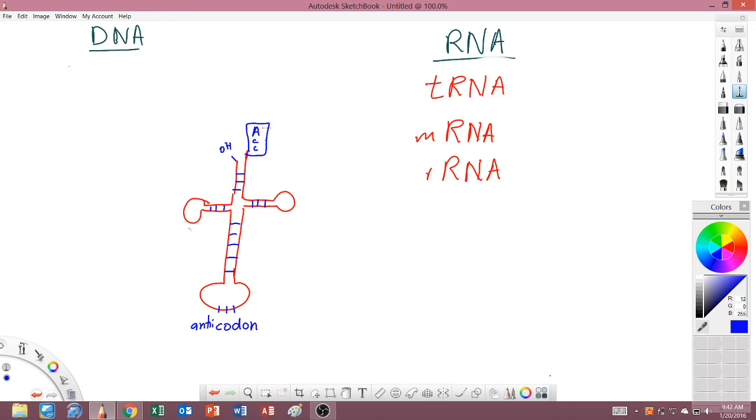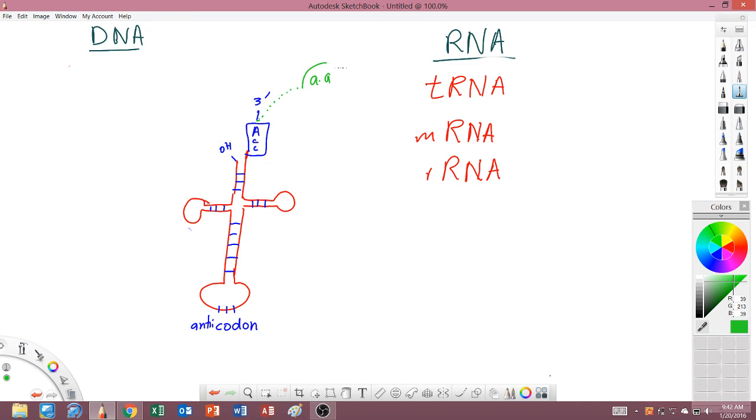So now, the 3' end has the acceptor site. Guess what? What does it accept? Amino acid. This is where it will attach or bind. Let's say amino acid is in green. This is where it will attach amino acid.